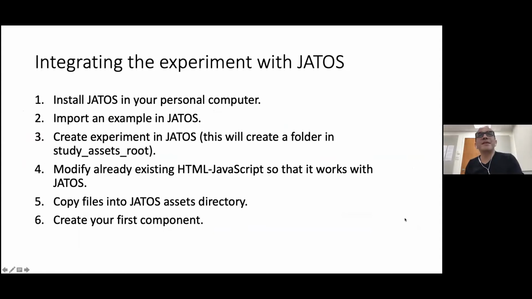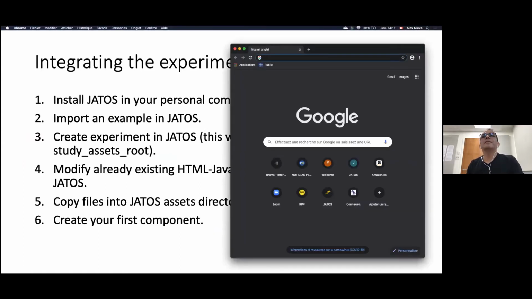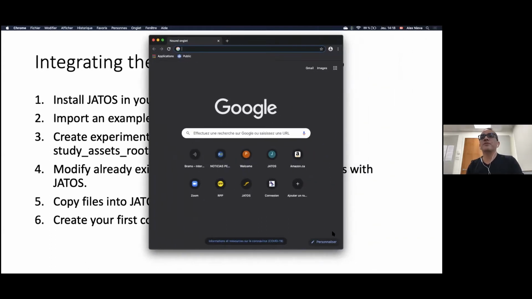Here are all the steps that we're going to follow in this presentation. Hopefully it's going to go smoothly. And first, we need to install JDOS on your personal computer. So I'm going to go to my browser. Can you see the browser? If not, please let me know.